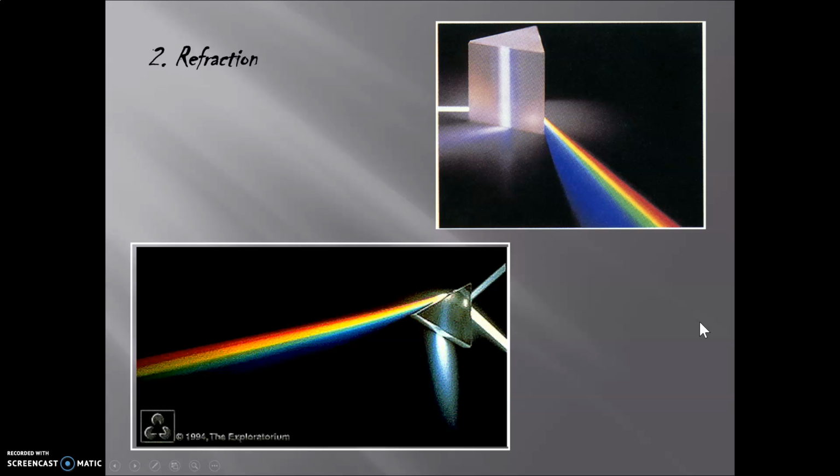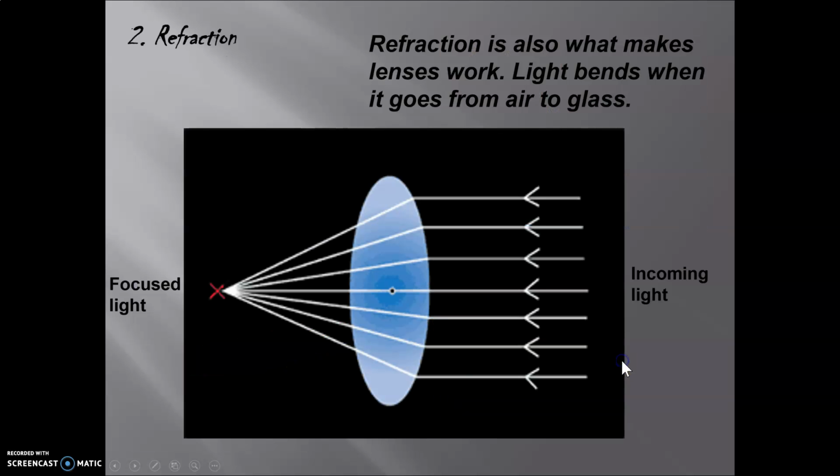So here's some more pictures of what that looks like with actual real life prisms. Okay, so you may have seen pictures like this before in another science class, where you have the white light entering one side of the prism, the rainbow leaving the other side. This is also what makes lenses work. So if you wear glasses or contacts, those lenses are refracting light to help you see.